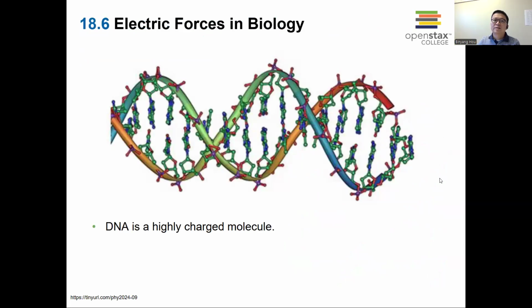Moving on to the next section, it talks about electric forces in biology. So in our body or any body of animals or plants, there's a lot of charged molecules. And we know that nerve signals go through electric signals in that case. One example would be DNA, which is actually a highly charged molecule. They have negative charges, so they repel each other, so they form this structure of a double helix.